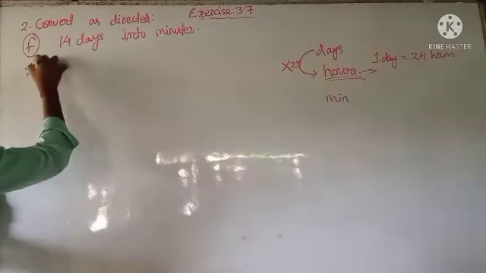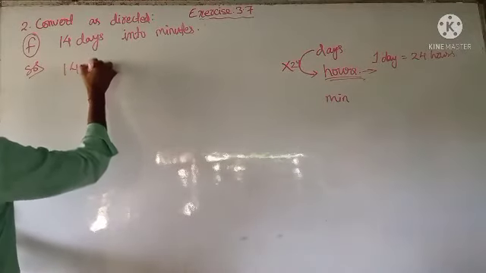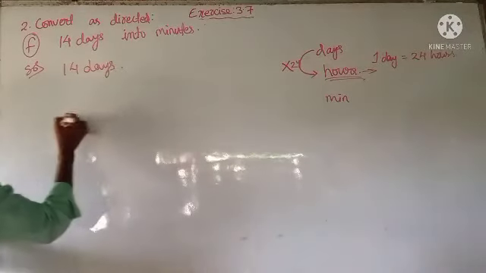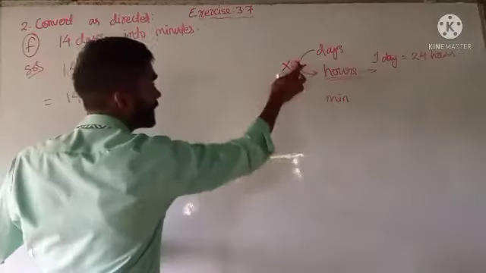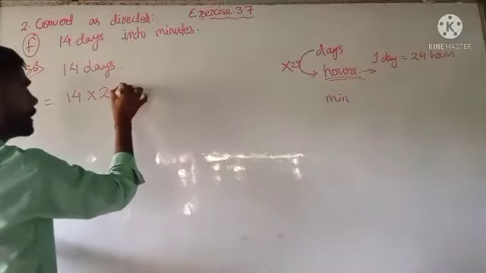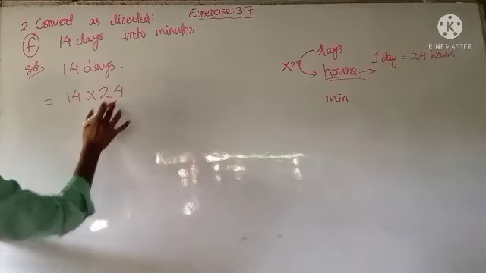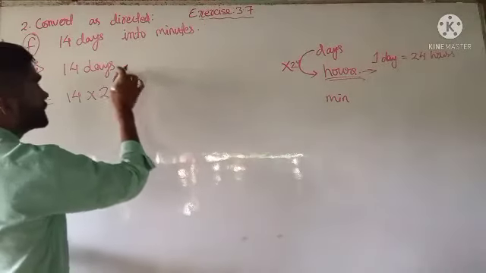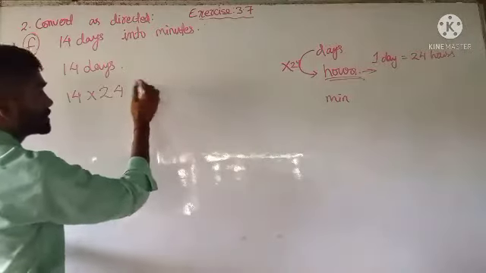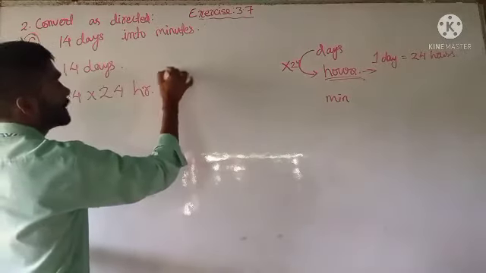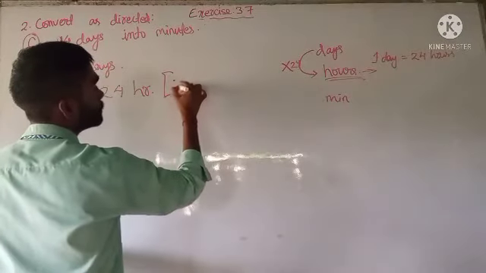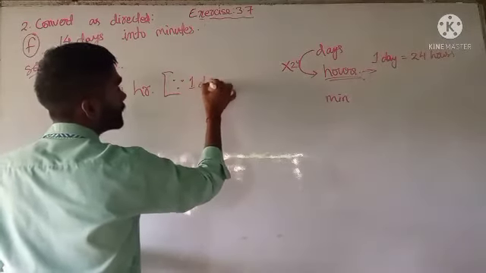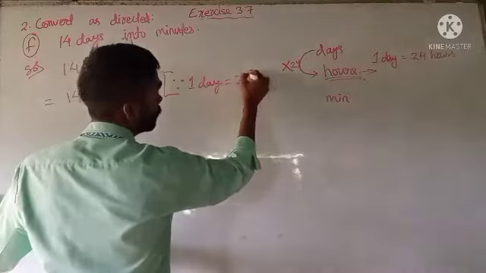So 14 days is equal to 14 into 24. If we are multiplying this 14 with this 24, we have converted this days into hours. So we have converted the unit into hours. Now we can write the reason, that is since 1 day is equal to 24 hours.